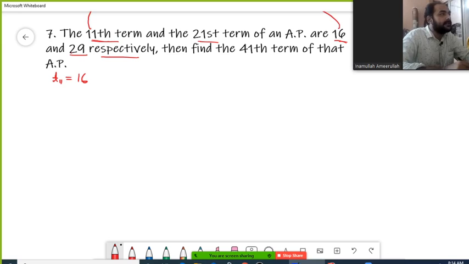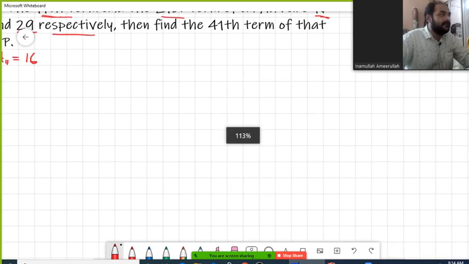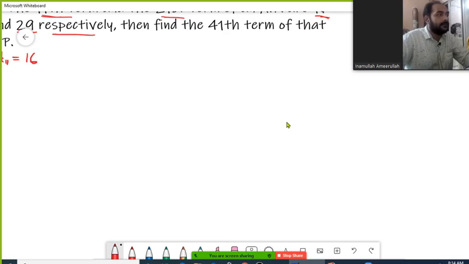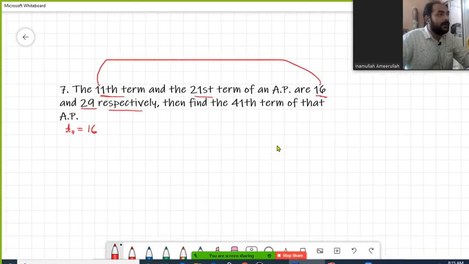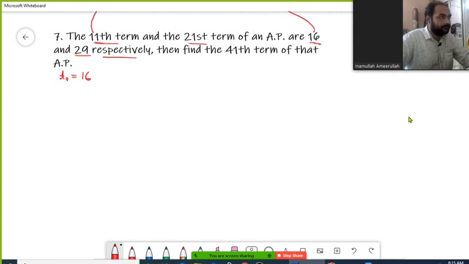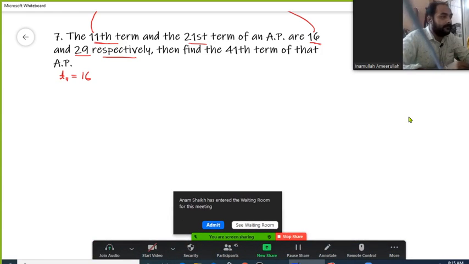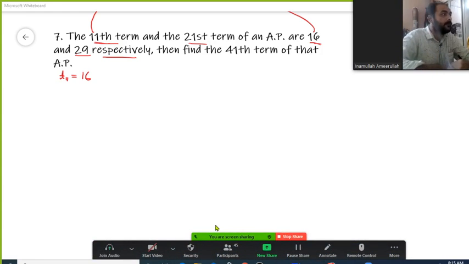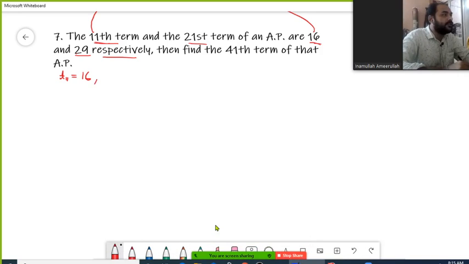and the second number would become 29. So the 11th term is 16 and the 21st term is 29. So these are the given information: the 11th term is 16 and the 21st term is 29. That is all about the given information.